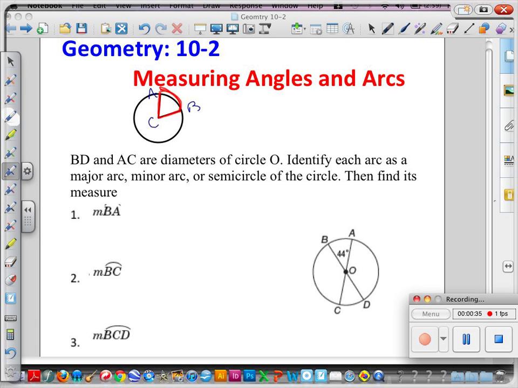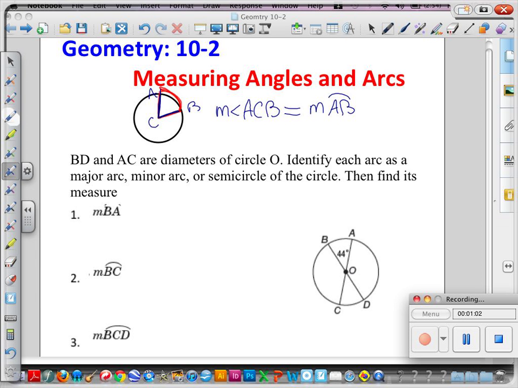So the measure of angle ACB, that's my central angle. Remember what you learned in class, that the arc angle and the central angle are equal. So the measure of arc AB is going to be equal to that degree measure. Let's take a look at the problems that we have below.